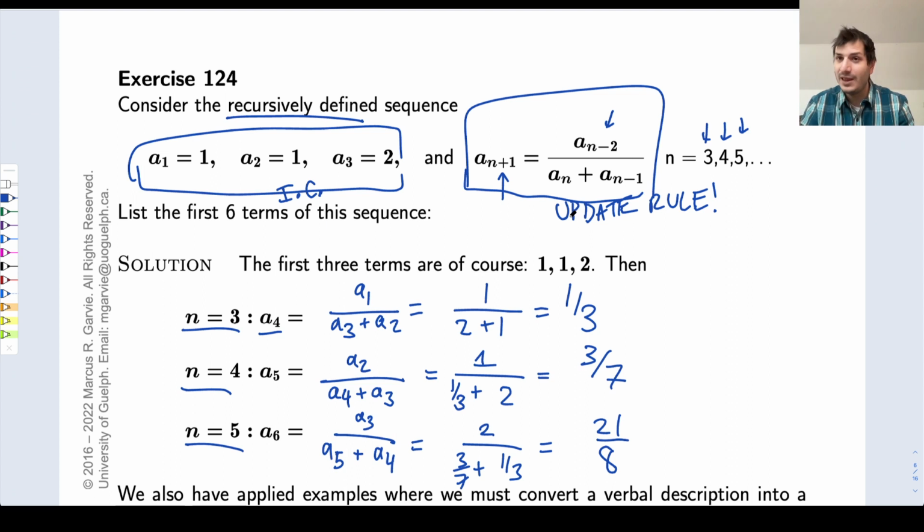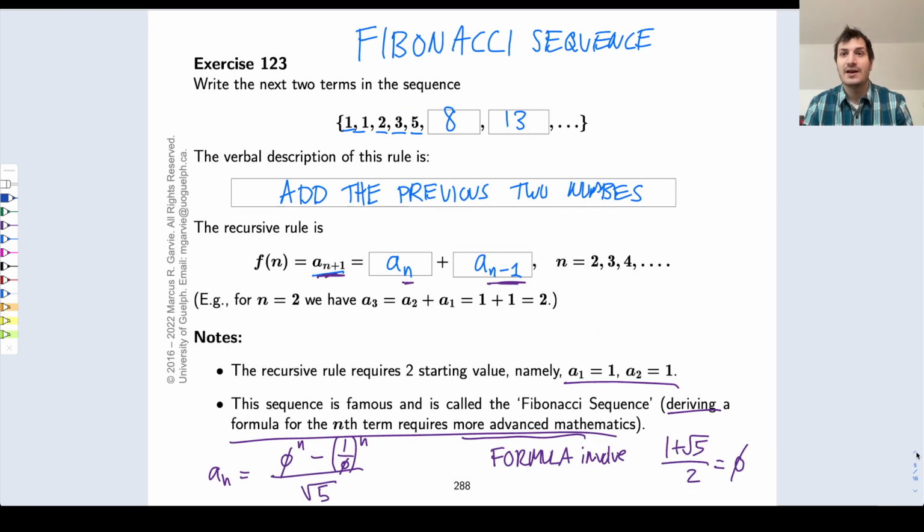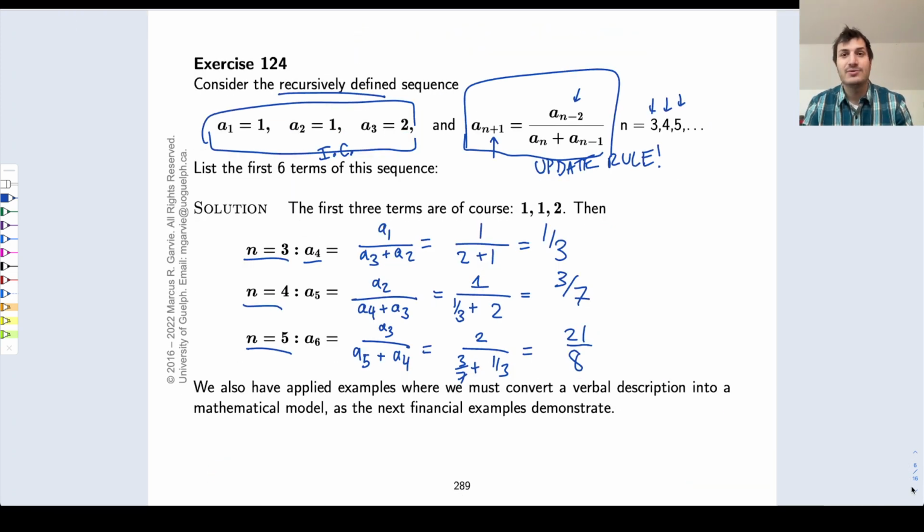This is really common in real life because sometimes in real life, the rule for the next term is simple if you know the previous terms. Like another example was the Fibonacci numbers we did in class, the sum of the previous two numbers. So this kind of thing comes up in a lot of situations.